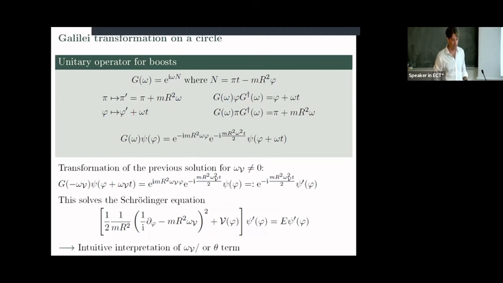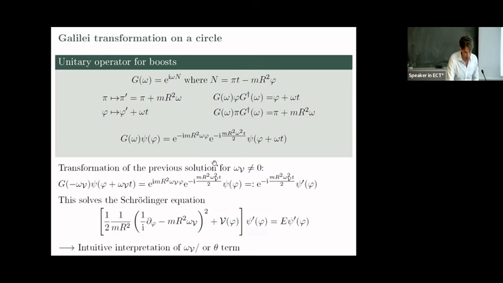And a Galilei transformation can be obtained by exponentiating an infinitesimal translation operator, and you can convince yourself that this operator here, with pi being the canonical momentum and phi being the angle, induces indeed these shifts. And then at the operator level, it acts as a unitary operator, and it has the desired property. And at the level of the wave function, it also acts as a unitary operator.